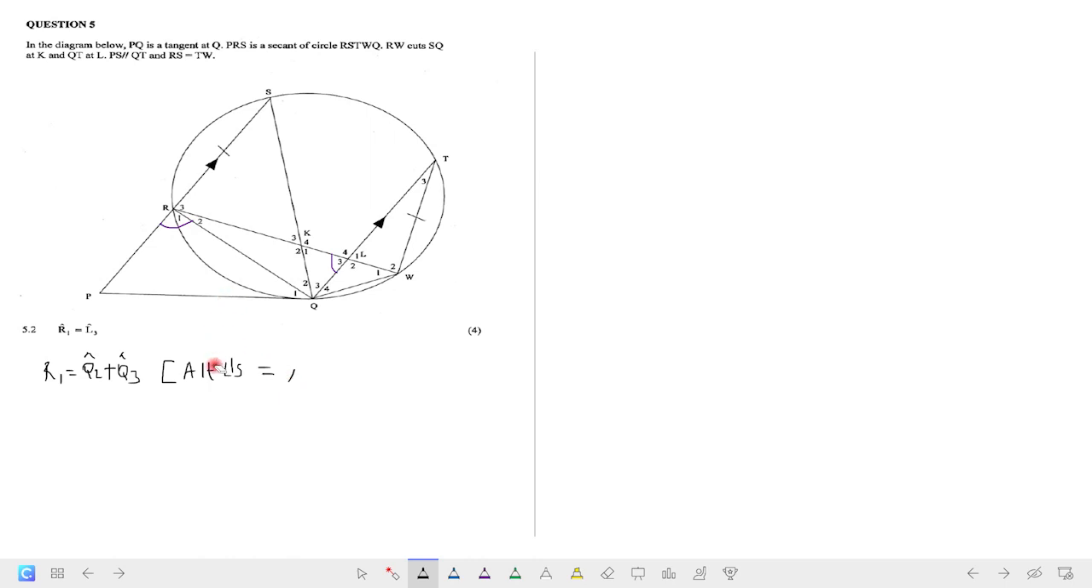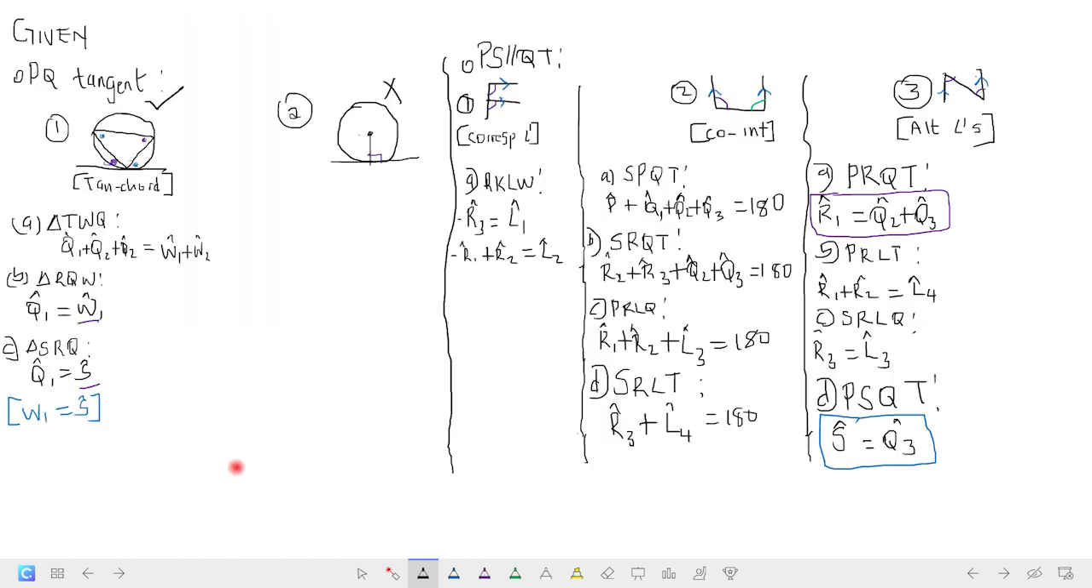Alternate angles, let me just write this correctly. Alternate angles equal, where PS is parallel to QT, right? Alright, so now I have my R1, but I need to find what is L3. So if I'm looking for L3, where is L3? L3 here, there is L3.